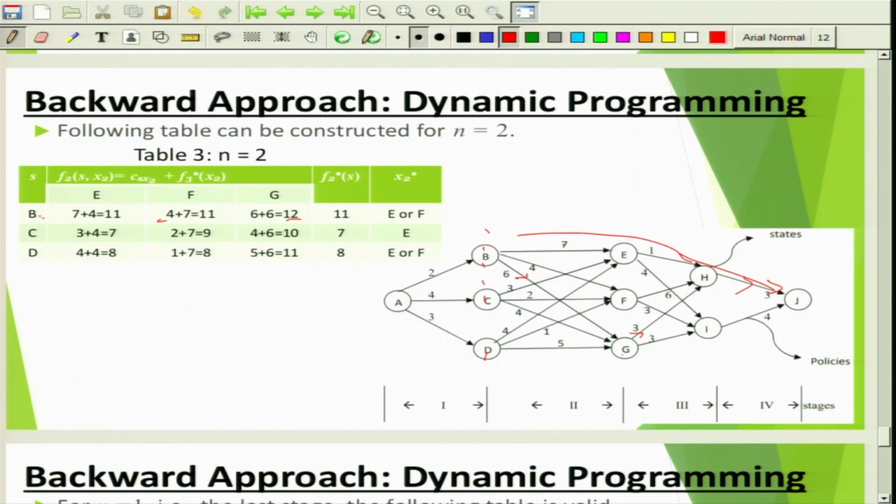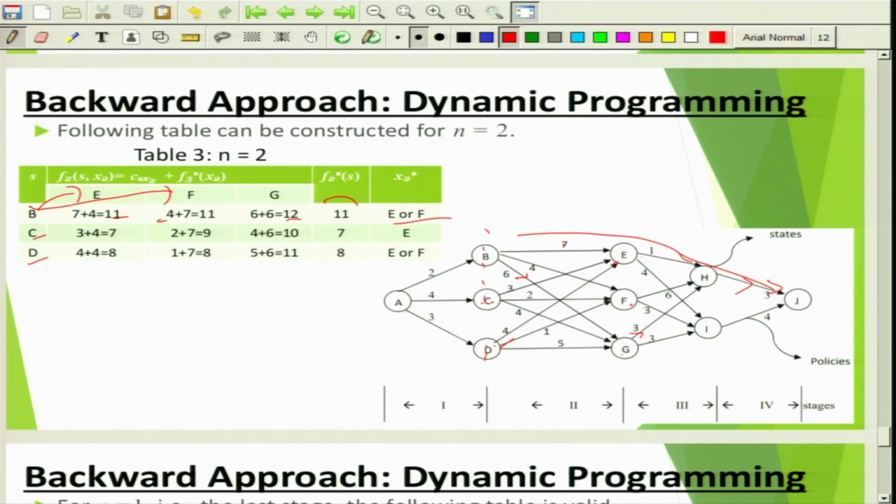Now among all this, whether to go B to E, B to F or B to G, this will tell you that you can go either B to E or B to F, because B to E gives you 11, B to F gives you 11 rupees, and B to G will ask you to pay 12 rupees. So it is better to go to E or F. Similarly, you do it for C and D for each state, that means from C to E, C to F, C to G, and similarly from D to E, D to F and D to G.